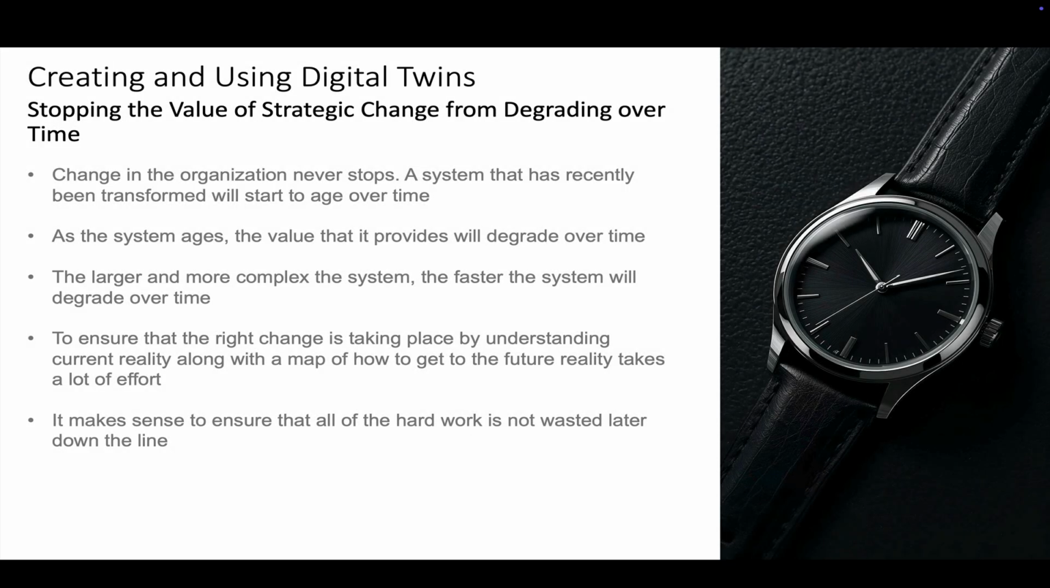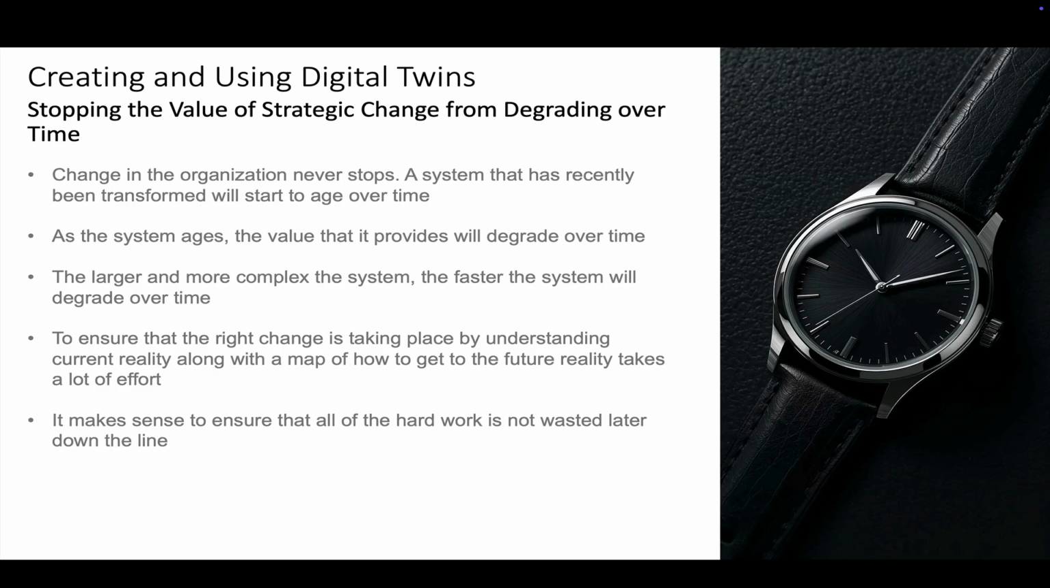One thing is for certain in an organization, and that is that change never stops. A system that has recently been transformed will start to degrade over time. As the system ages, the value that it provides will also begin to degrade. To make matters worse, the larger and more complex the system, the faster the system will degrade if nothing changes in the system. As discussed extensively on the topic of theory of constraints, we first need to agree upon the goal of the system. The goal of the system determines what critical success factors and necessary conditions must be in place to ensure that the goal is reached.